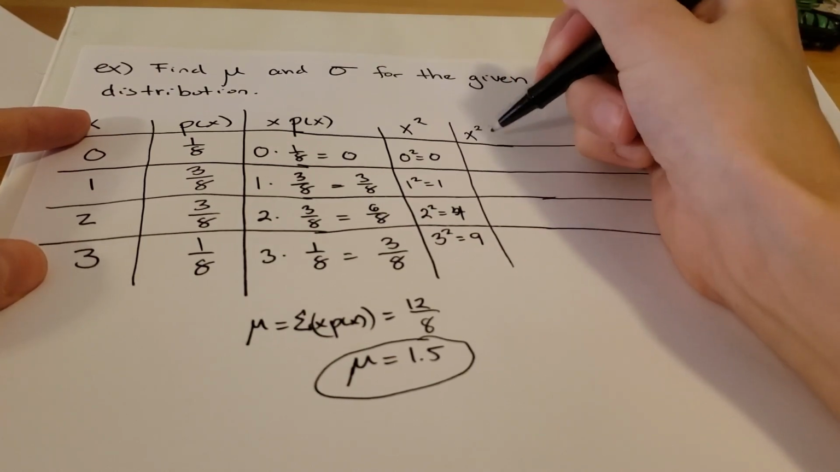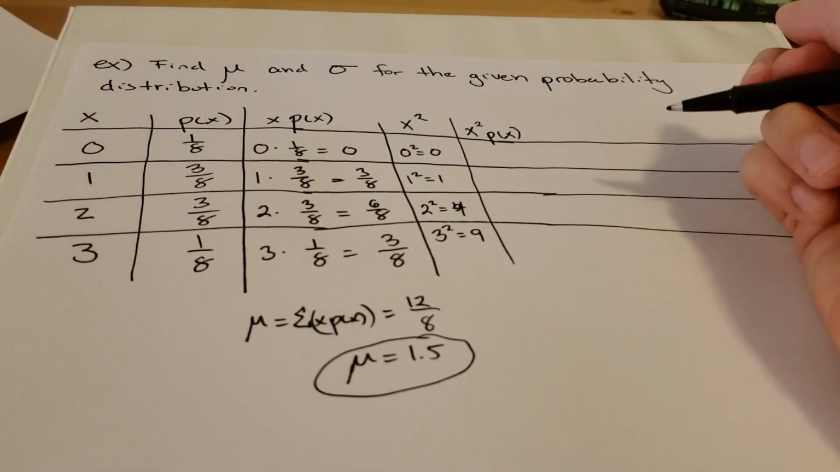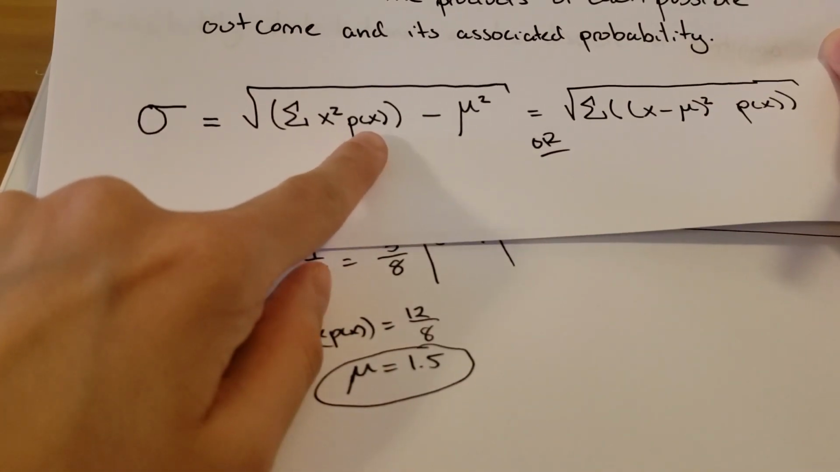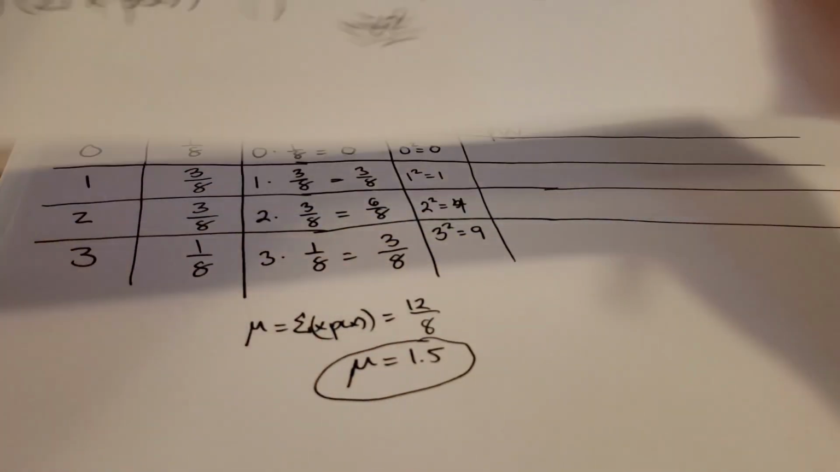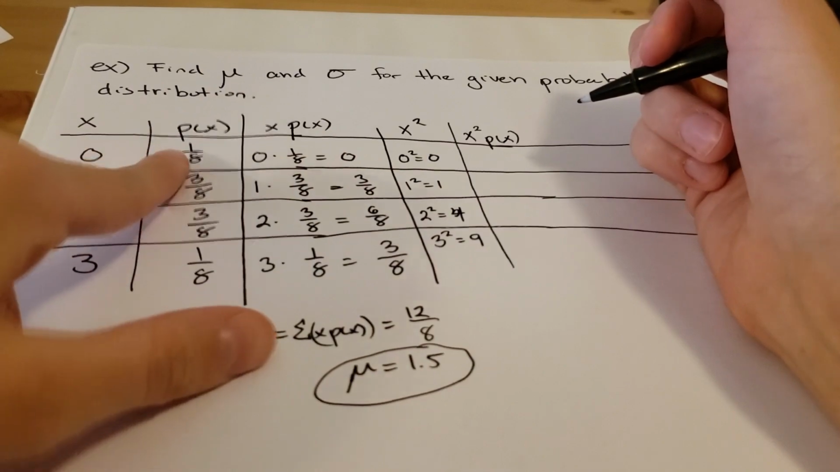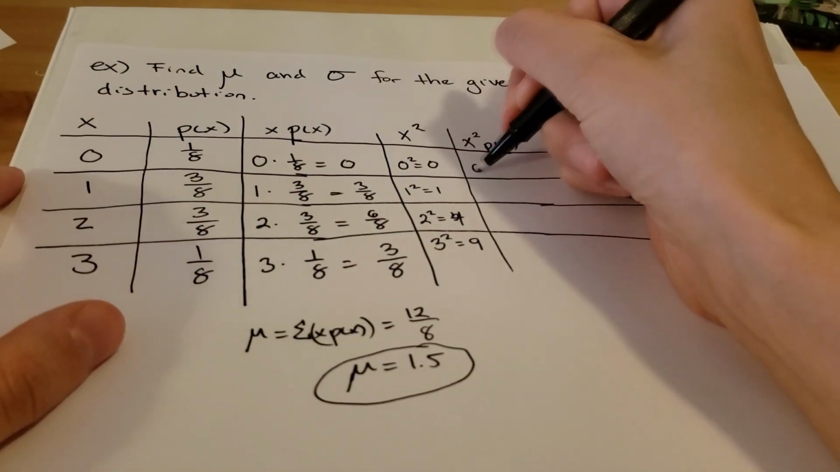Now we can take each value here and multiply it by its associated probability. So now we're going to be finding the x squared times p of x part of this formula. So we take each x squared and then we multiply it by its associated probability over here.